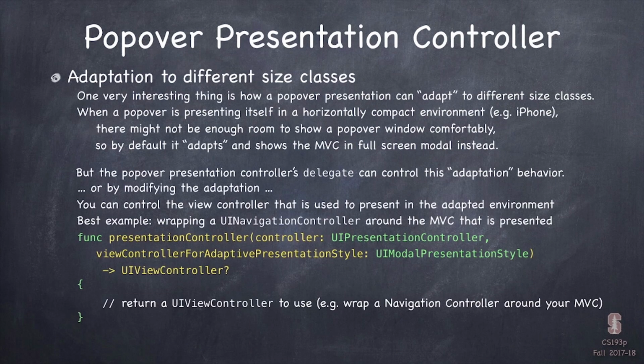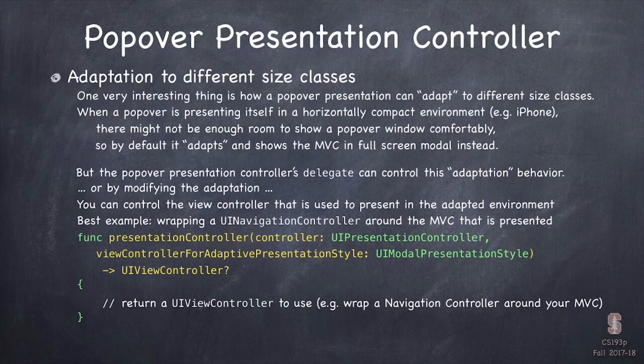And what this delegate method does is allow you to return a different MVC to show on iPhone. Now, why would you want to return a different MVC? It's not because you want a different content MVC. I still want my document info view controller in there, but maybe I want to wrap it in a navigation controller so I can put a cancel button on the top. Because when it comes up full screen, I have to be able to cancel it, unlike in popover.